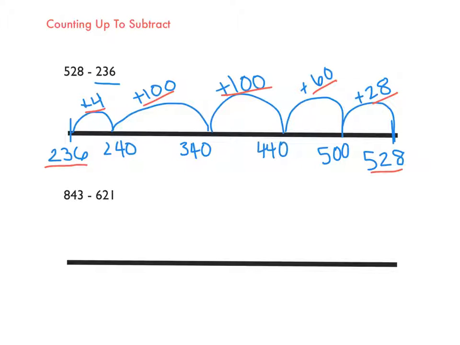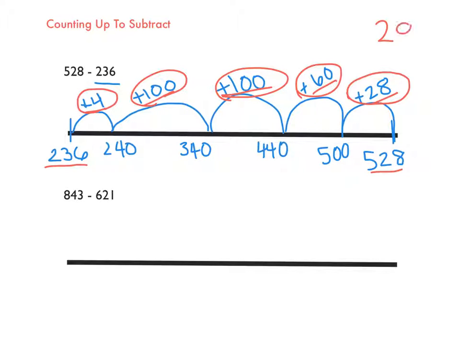So let's see, I have 100 plus 100, which equals 200. 200 plus 60 equals 260. 260 plus 28, which is 288, and then I have my 4, which would give me 292. So the difference between 528 minus 236 is 292.